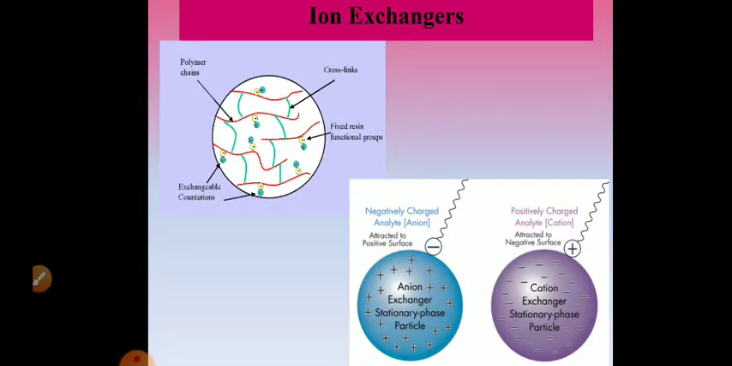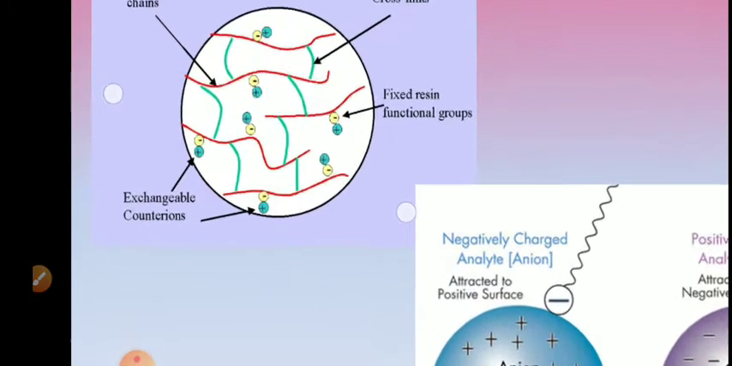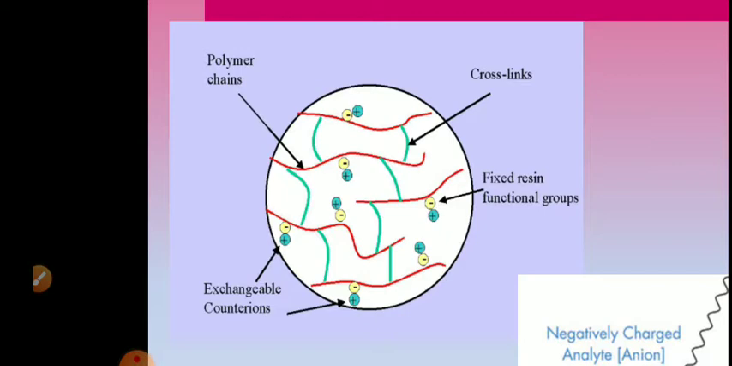Now, you can see ion exchangers in this diagram. So, let us see this. This is a cross-linked polymer bead, you can say. This is a resin bead. You can see cross-linked polymers. The green one is showing the cross-linking. The red ones are the polymeric chains. So, there are many polymeric chains which are cross-linked. So, this is a cross-linked polymer.